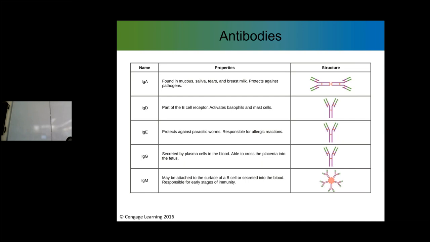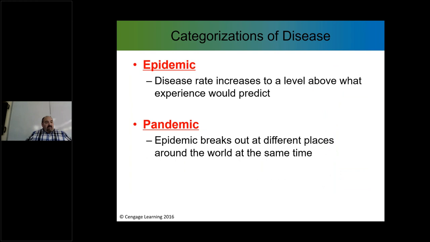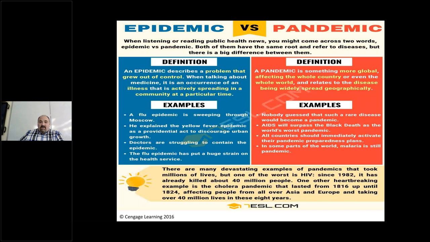Now, the last two slides I put here because of COVID, and so hearing the terms epidemic and pandemic. You'll see here an epidemic: the disease rate increases to a level above what experience would predict. A pandemic breaks out in different places around the world at the same time. And so did we experience a pandemic? We did, right? Look over here at this next slide. It gives you a little more information: a pandemic is global, while an epidemic can be more regional.